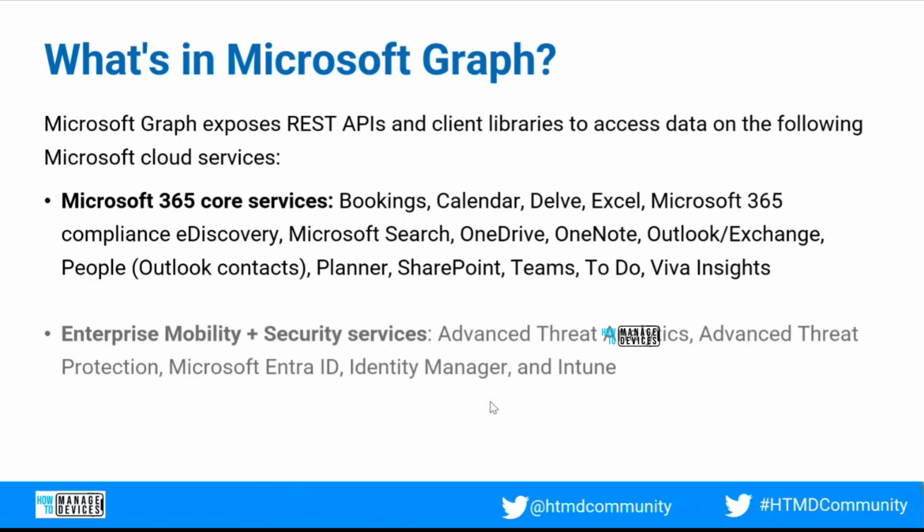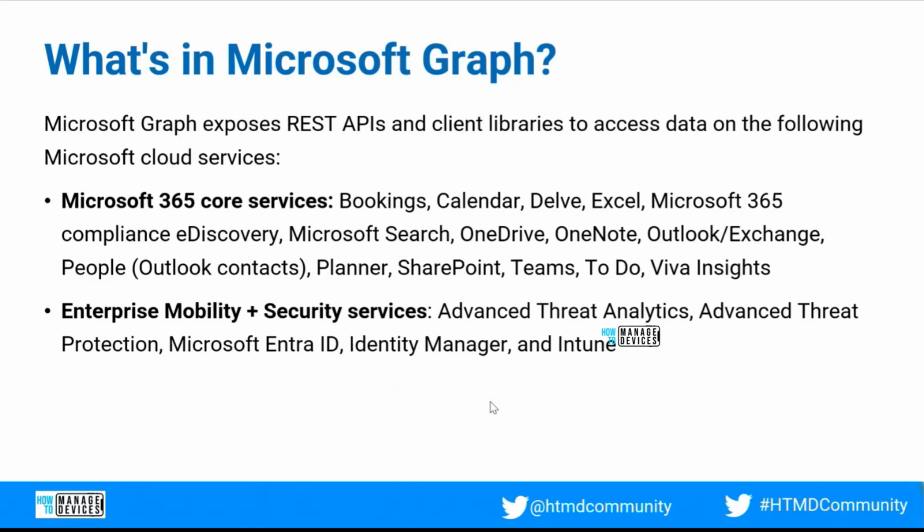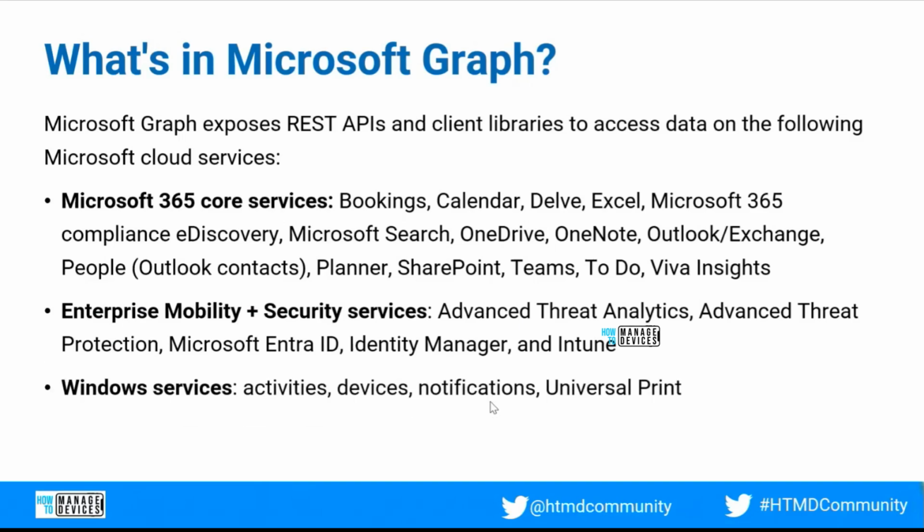And when it comes to the enterprise mobility and security services, here is where Intune comes in. You could automate advanced threat analytics and threat protection. Also, you could deal with Microsoft Entra, and obviously Intune as well. That's what I'm going to do. Windows services also can be automated, or dealt with using the Microsoft Graph. And last, Dynamics 365 Business Central services also can be automated using the Microsoft Graph API. So this is what comes inside Microsoft Graph.